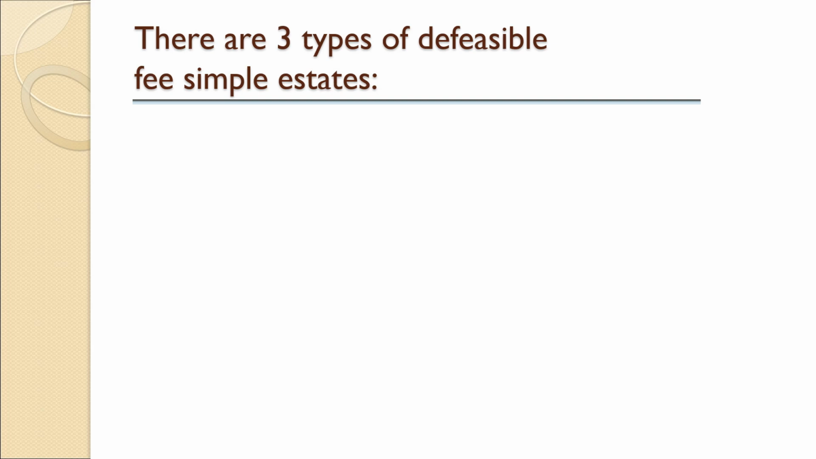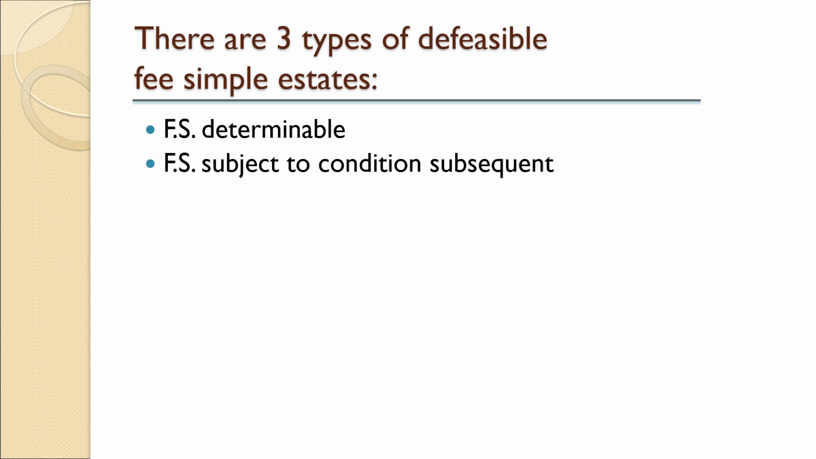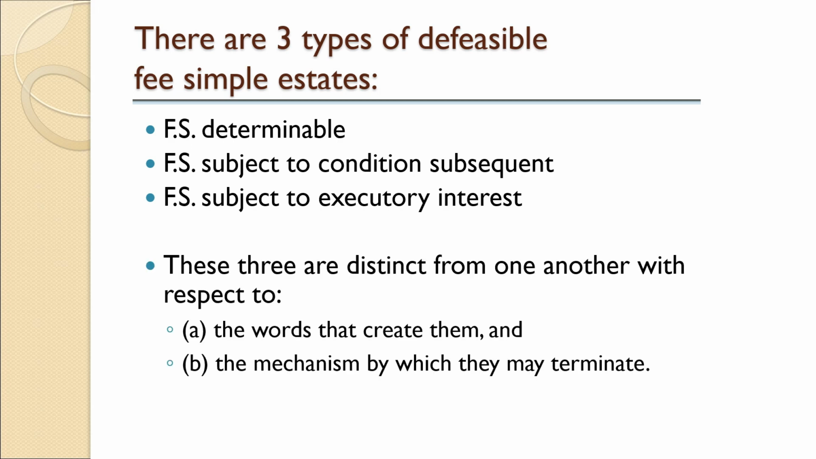Now, at the bottom of the chart is the fee simple defeasible, and there are three types of fee simple defeasible estates. I've labeled them FS, but that just stands for fee simple. The first one is the fee simple determinable. The second one is the fee simple subject to conditions subsequent, and the third one is the fee simple subject to executory interest. These are distinct from one another with regard to the words that create them and the mechanism by which they can terminate. But we're not going to cover them in this video. That's the subject of the next ProfDale property video.